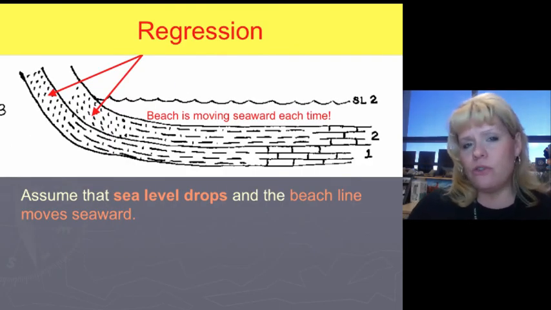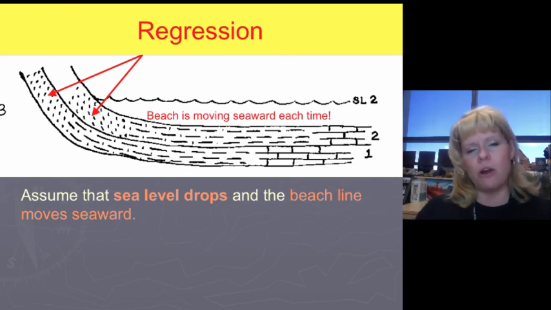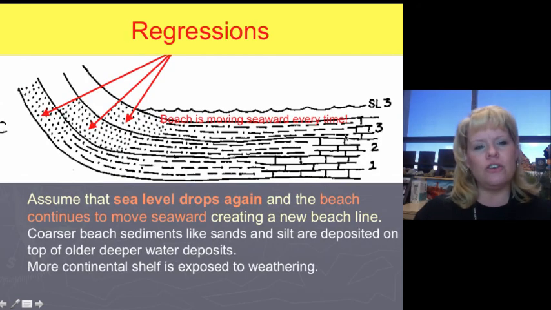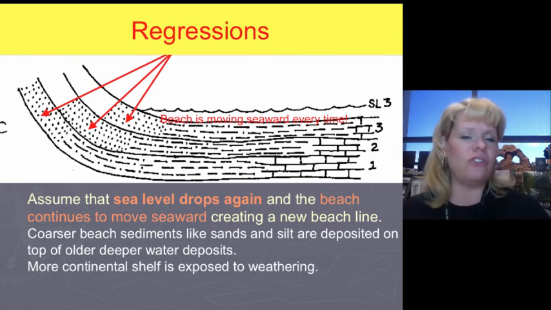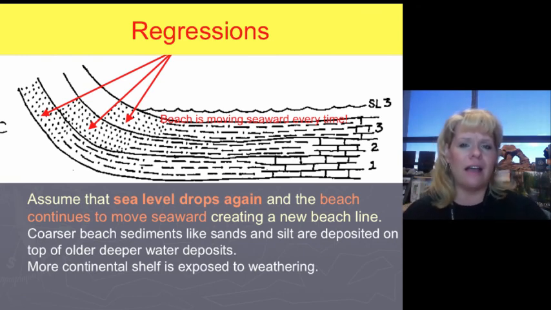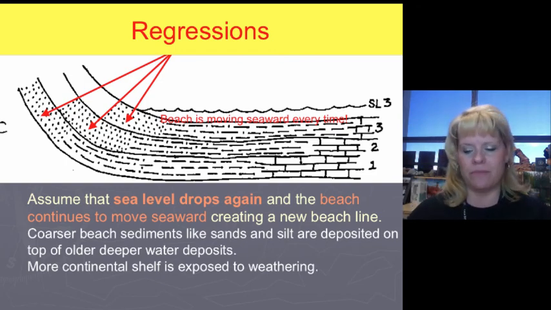The opposite would be true with the regression. As the beach marches back towards the ocean, I should see less and less limestone. So there's more limestone here, less here. That tells me the sea level dropped. Do it a third time and you can see I can barely make limestone on this third section. That's because the beach is moving back out towards the ocean. So I should see coarser rocks overlying finer grain rocks because the depositional environment's changed.